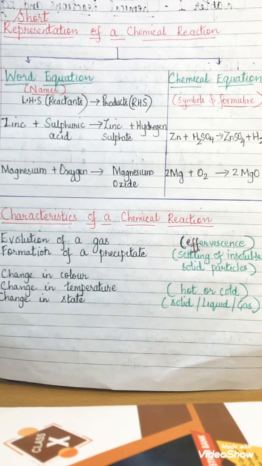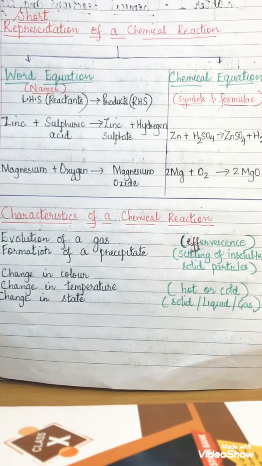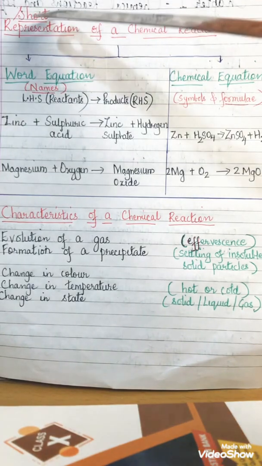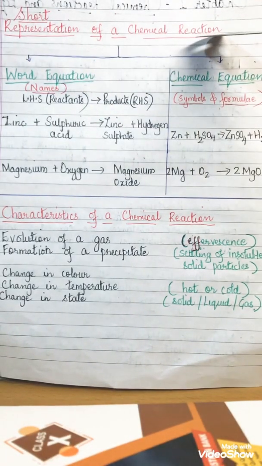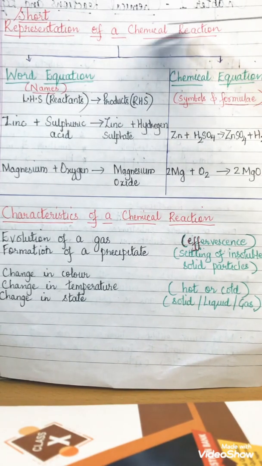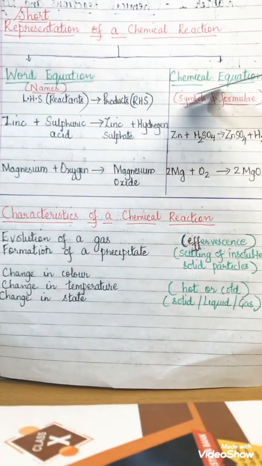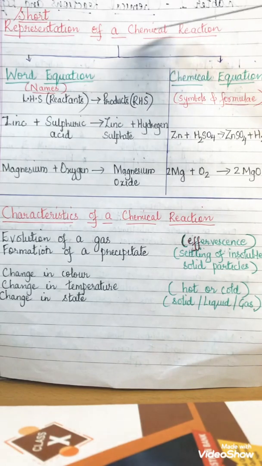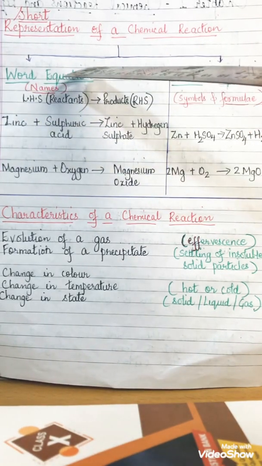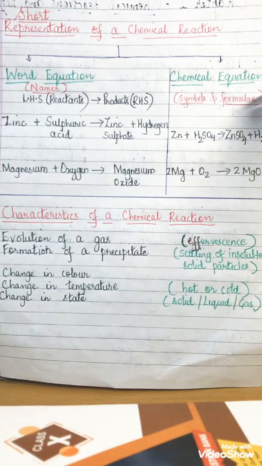There are thousands and thousands of chemical reactions going on around us every moment. So just imagine if we were to write chemical reactions in the form of sentences, how difficult or how time consuming it would be. So here we are going to learn the short representation of a chemical reaction. How we can, instead of writing it in sentences, write it in short. There are two types of equations which can represent a chemical reaction. One is word equation and the other is chemical equation.